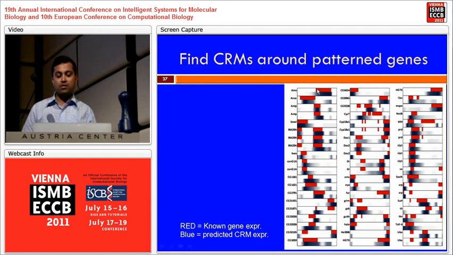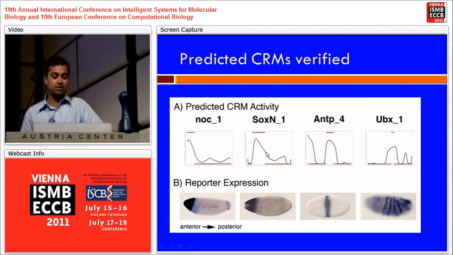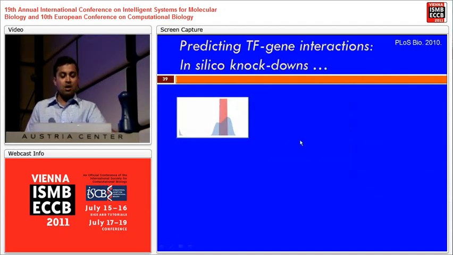Again, this is showing the known expression pattern and the predicted expression pattern of a predicted CRM. Our collaborators, Mike Brodsky and Sue Selniker, helped validate experimentally a handful of these CRM predictions, and the handful that we tested worked as expected. But beyond CRM discovery, we also tried to predict individual interactions between transcription factors and genes or CRMs by doing in silico knockdowns, if you will. I'll illustrate that with an example.